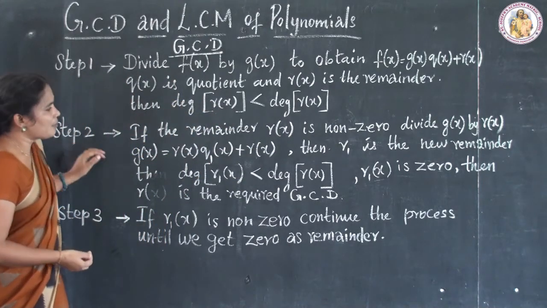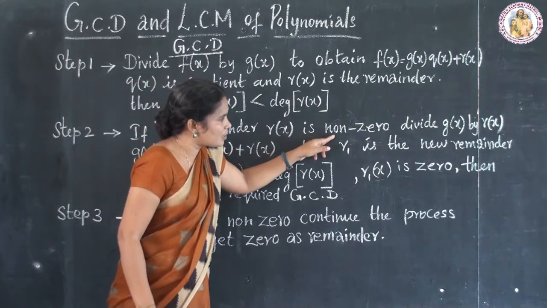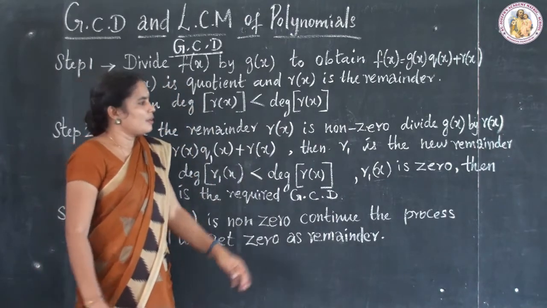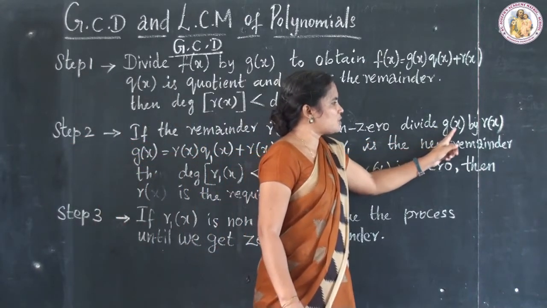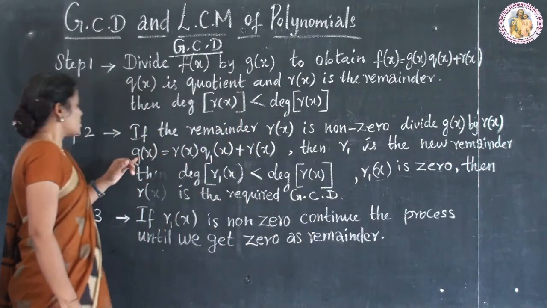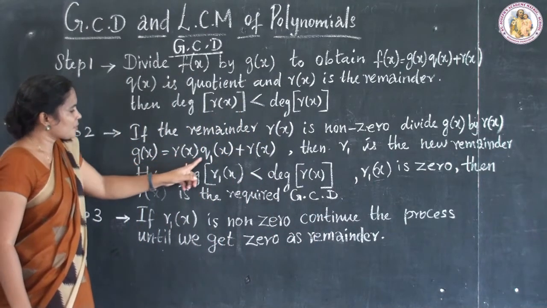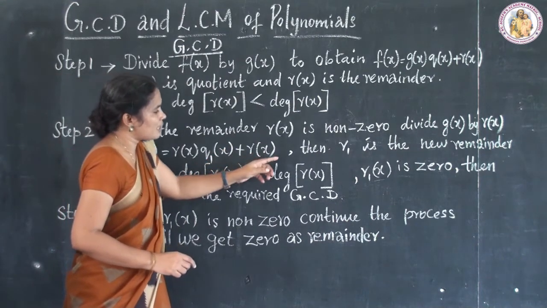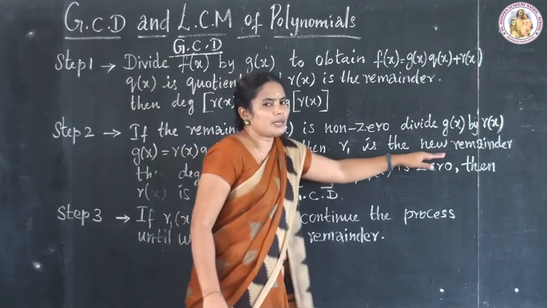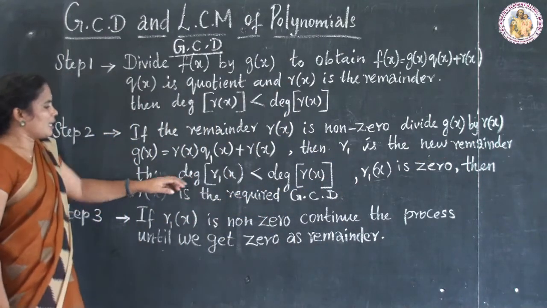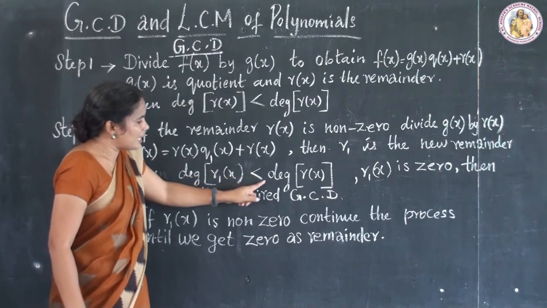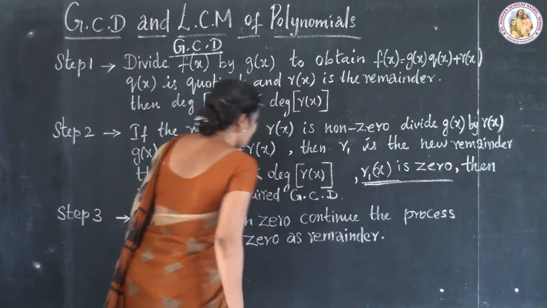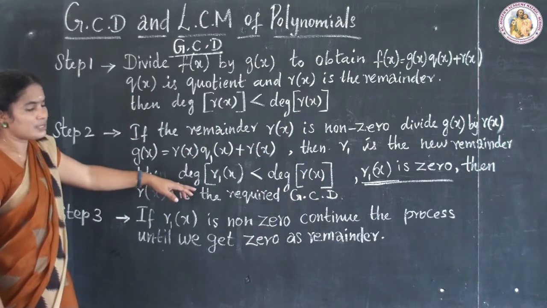Step 2: If the remainder r of x is non-zero, divide g of x by r of x. If it is non-zero, we have to divide again, that is g of x by r of x. So g of x is equal to r of x into q1, taking the quotient 1, plus a remainder r1 of x, which is a new remainder. Then degree of r1 of x is less than degree of r of x. If the remainder is 0, then the divisor is the required GCD.